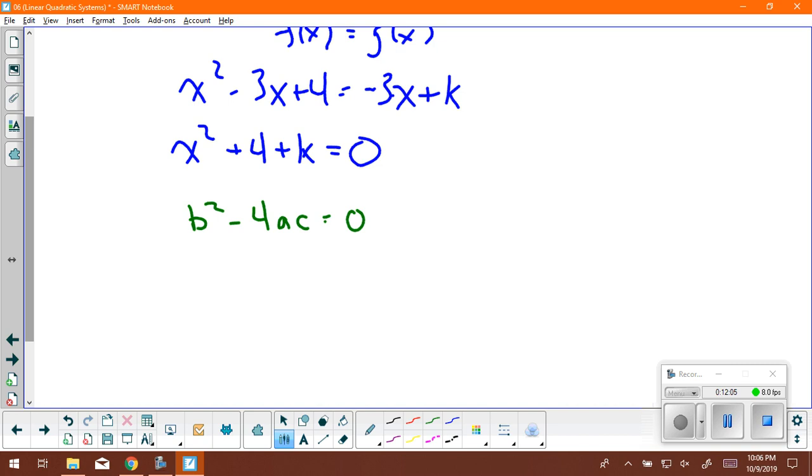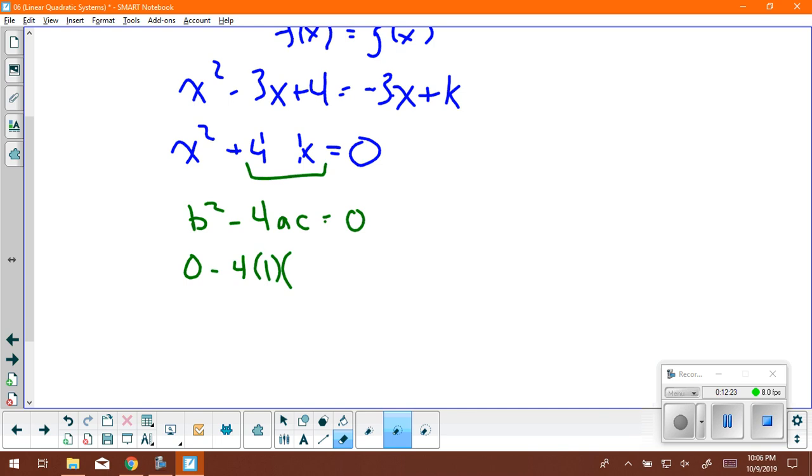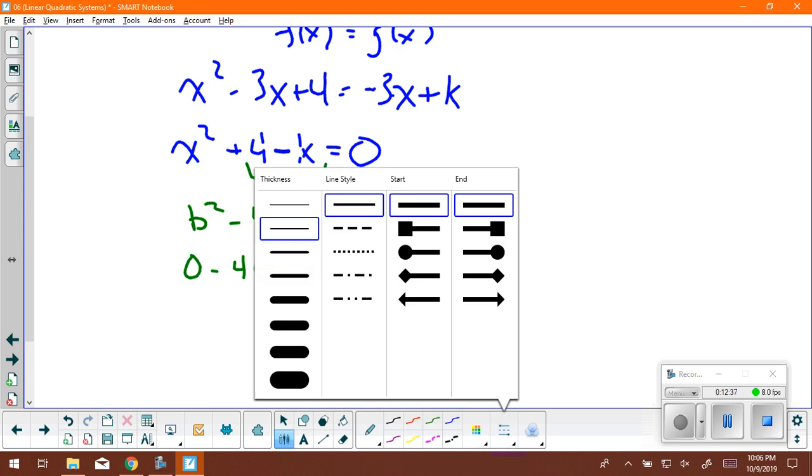So we're going to plug in what we have here. Well, I don't have an x term, so my b is 0. My a is 1. And my c, this looks a little weird, but this part here, actually this should be 4 minus k, shouldn't it? But that's my constant, that part out there. It's just 4 take away k. And that would be equal to 0.